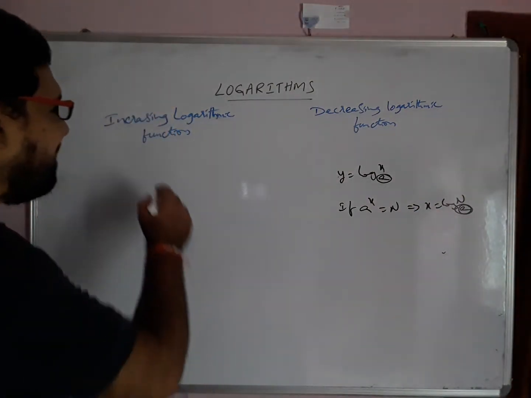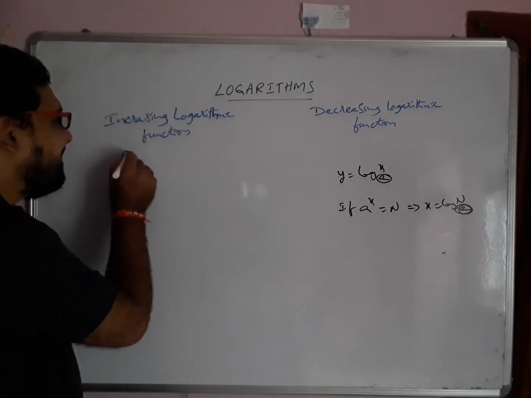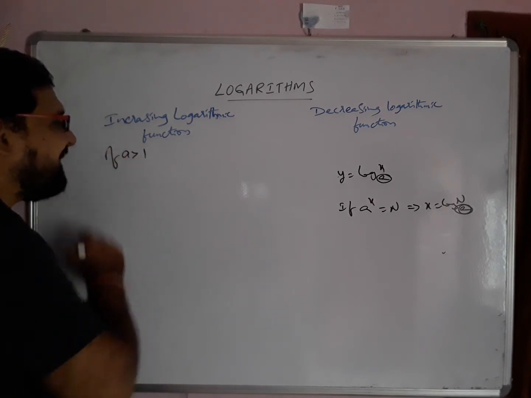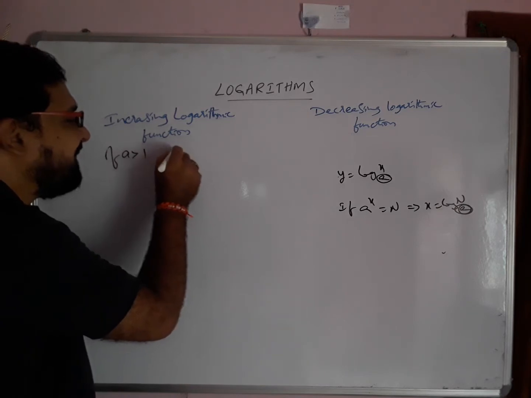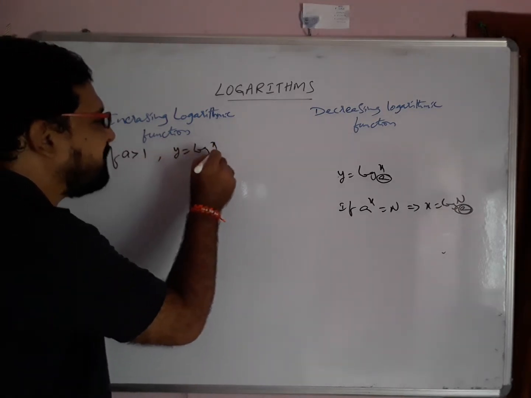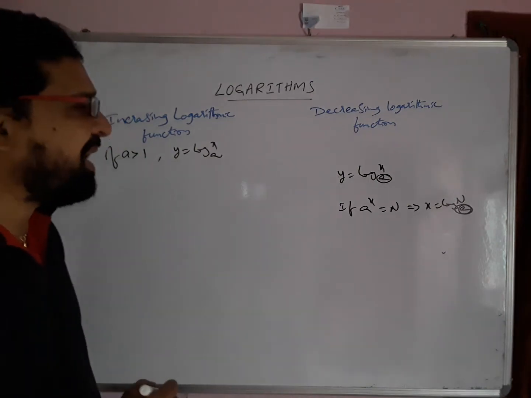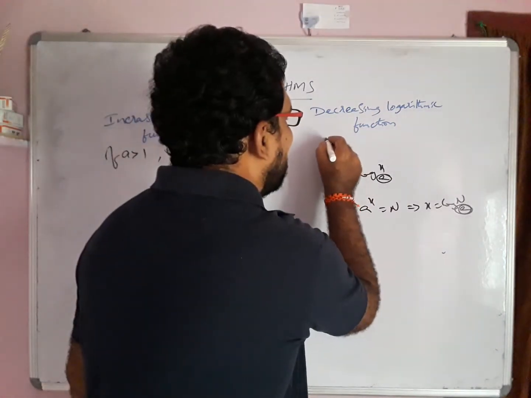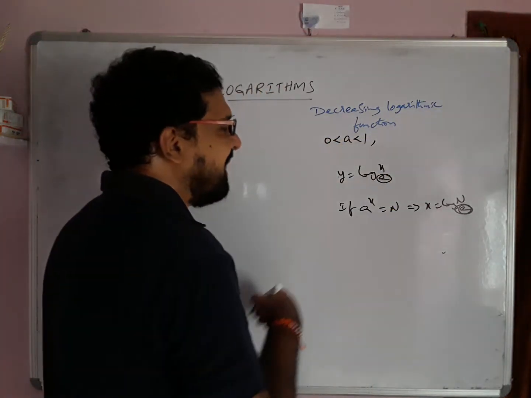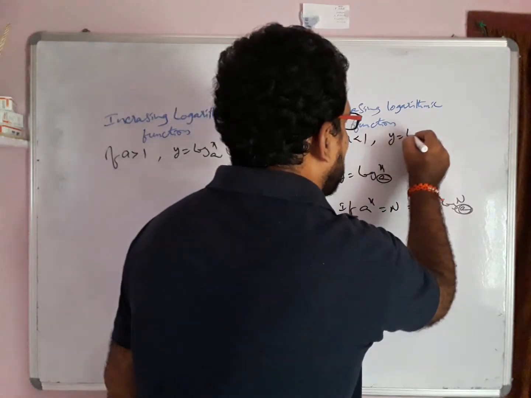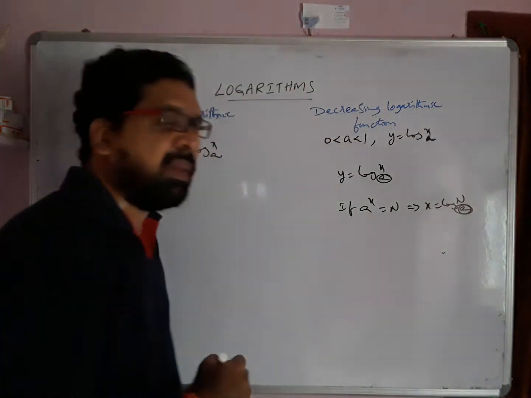When discussing the increasing logarithmic function, if the base a is greater than 1, then y is equal to log x to the base a is called an increasing logarithmic function. Whereas if the base a lies between 0 and 1, that is 0 less than a less than 1, then y is equal to log x to the base a is called a decreasing logarithmic function.